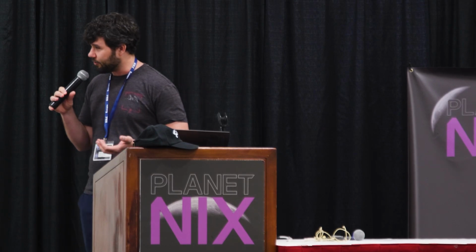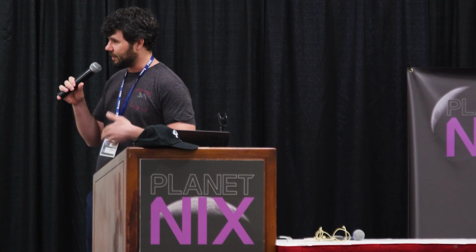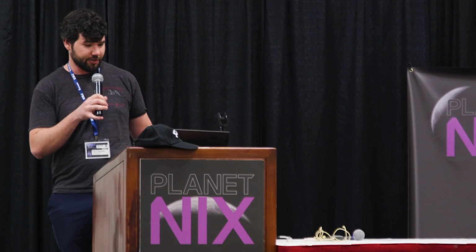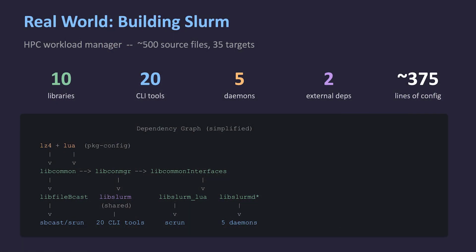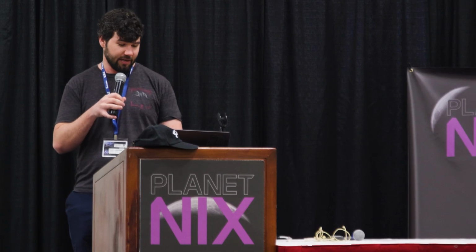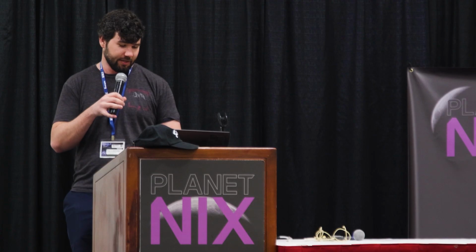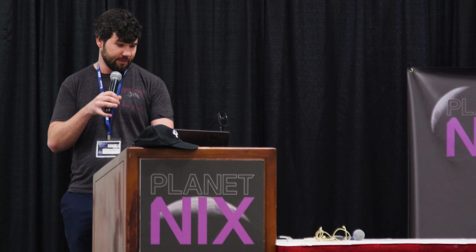And so I'm going to do a demo in a minute. But just to explain what Slurm is and what it normally looks like, it's a fairly large project. There are 10 libraries, 20 CLI tools, 5 daemons, 2 external dependencies, and it generates a 375 line config file. LZ4 and Lua are two things that come from Nix packages via package config. It creates 3 static libraries, some shared libraries, and then at the end it creates various CLI tools and daemons at the bottom.